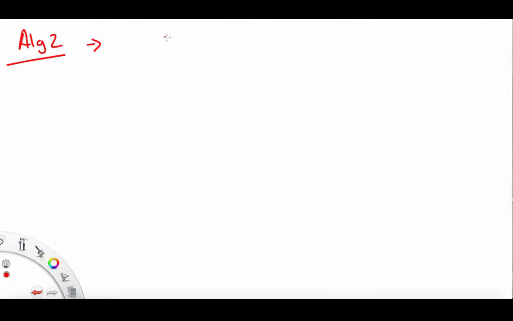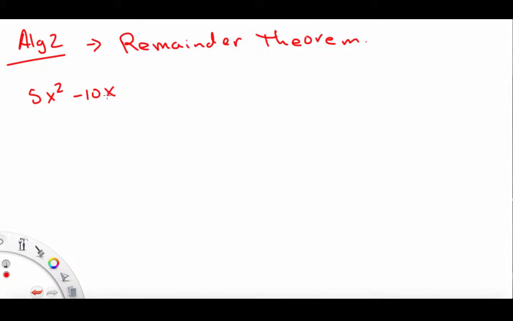We're going to be talking about the remainder theorem. Basically, we're going to be dividing polynomials, a polynomial divided by a binomial. Let's use an example over here: 5x squared minus 10x minus 10 over x minus 3.